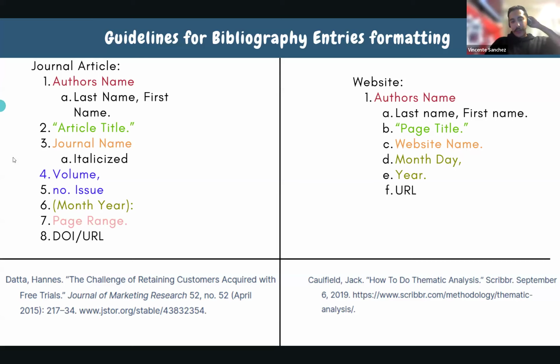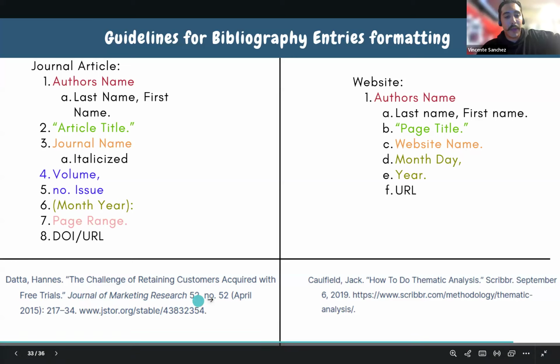So always just be sure that you have your hanging indents after for your entries, once again. And we have our article title right here. It's going to be quoted, and that's going to be the challenge of retaining customers acquired with free trials. And then the journal name is italicized. And then we have our issue number, and then the page range and URL.